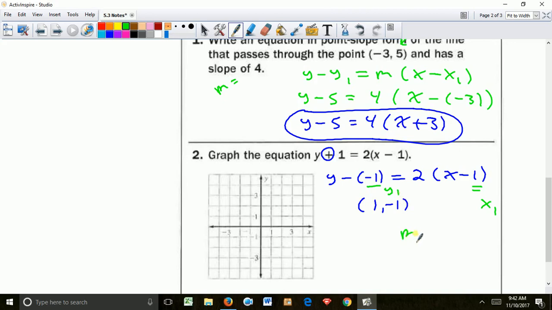Next, you want to identify your slope, which is, in this case, 2, the number in front of the quantity of x minus 1. Go ahead and plot 1, -1, and that's going to be down here. Your slope is 2, so count up 2, and then 1 over to the right, and then again count up 2, 1 over to the right, and then connect the dots with a nice smooth line, and make sure you have arrows on those.